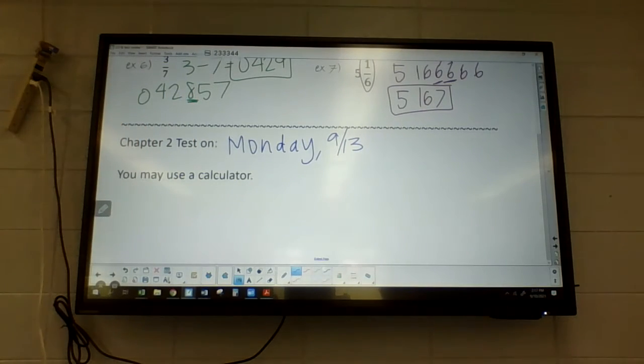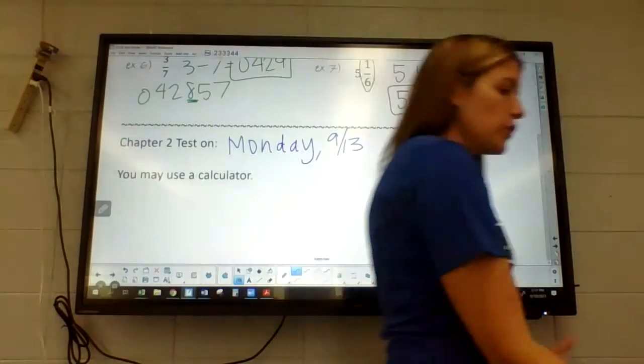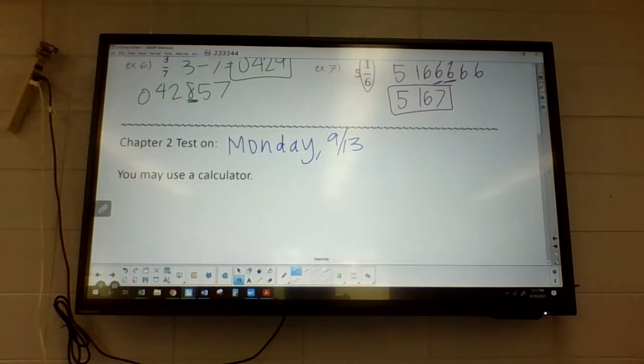Again, bring a calculator that you're comfortable with using. So if you've been using mine, that's fine. Just be aware, don't grab one out of the bin that you've never really seen before. Make sure we have one that you're comfortable with. We can figure that out.